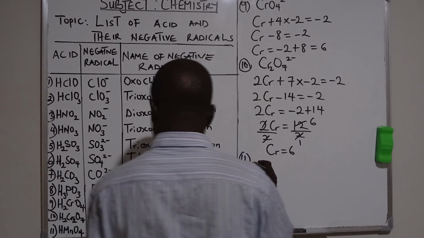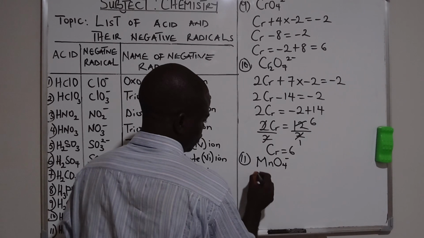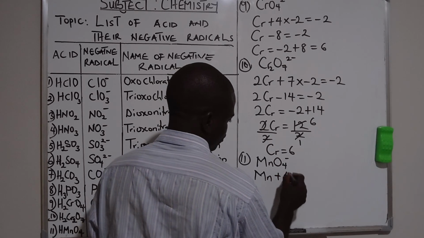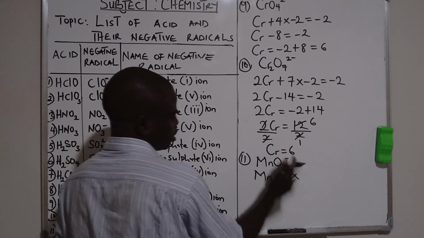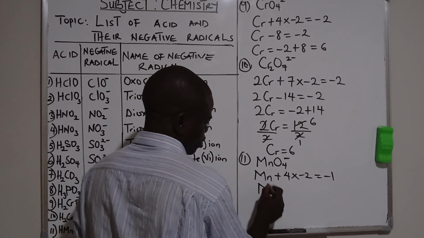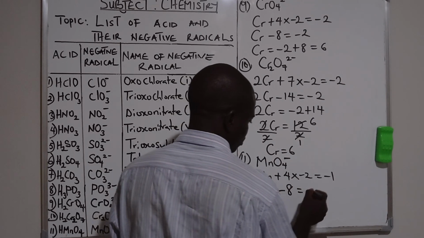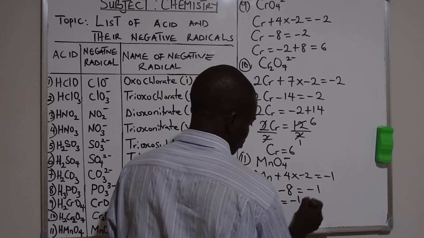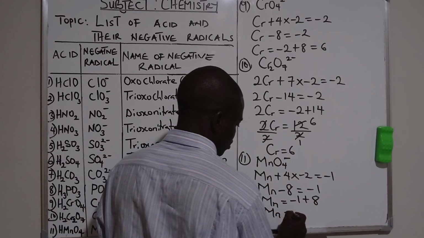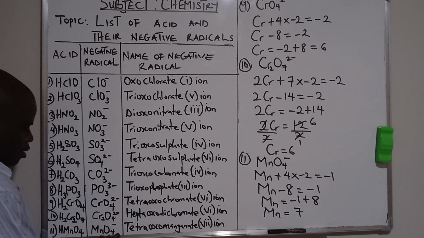Number 11, we have MnO4 negative. I have Mn plus 4 times minus 2, the constant negative 2 of oxygen, equals minus 1. This minus is minus 1. Anytime you see a negative standing alone, take it as minus 1. Mn plus 4 times minus 2 is minus 8, equals minus 1. Mn equals minus 1 plus 8. Mn equals 7. Manganese: when you're naming it with oxygen, you call it manganate. Tetraoxomanganate 7 ion, because of this radical.